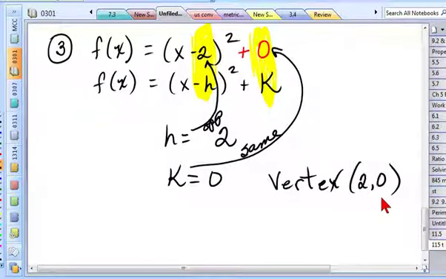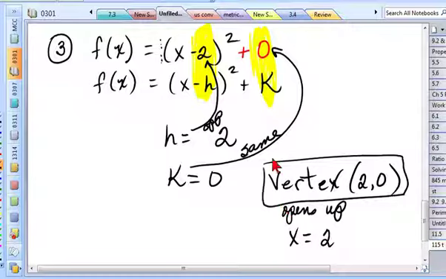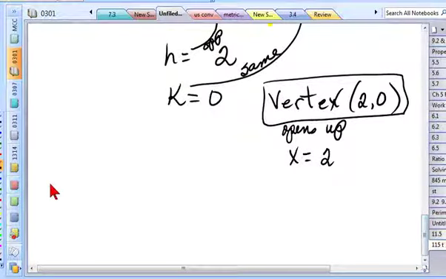Which way does this parabola open? Well, it's got an implied 1, which is a positive number, so it opens up. What is the axis of symmetry? It's a vertical line. It will be the line x equals 2. Okay, so that would be my axis of symmetry. That's the direction it opens. That's my vertex. Even though, and I've said this before, on our test, we're just going to be asked for the vertex.